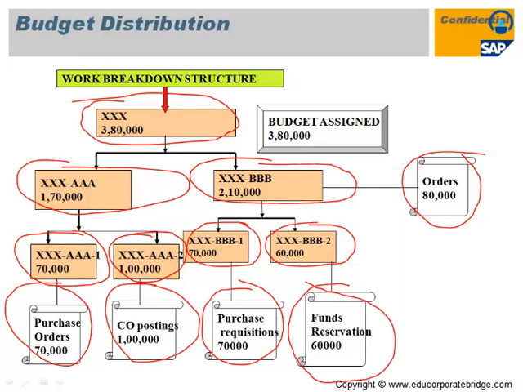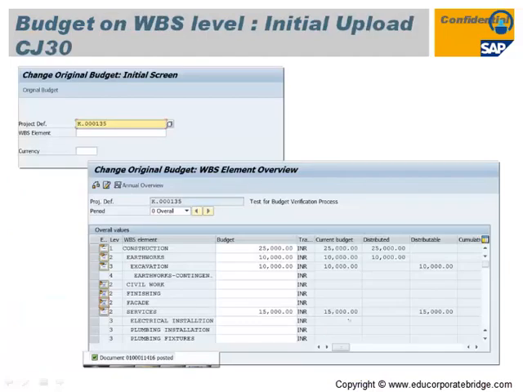Across that particular WBS, if I want to incur some more cost, the system will throw me an error message and restrict me from incurring cost beyond the particular fund allocation. So this is a typical budget WBS level upload, the initial upload through the transaction code CJ30. As a prerequisite, you have to enter either the project or a WBS element, and then later you can put in the budget and the system will roll up from the lower level WBS to the higher level WBS.